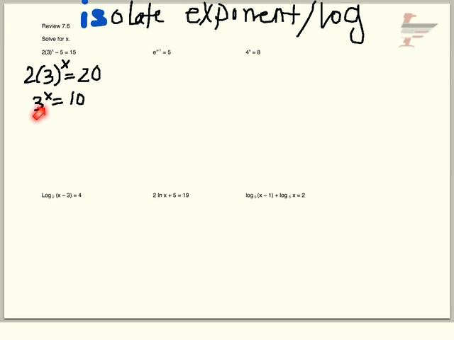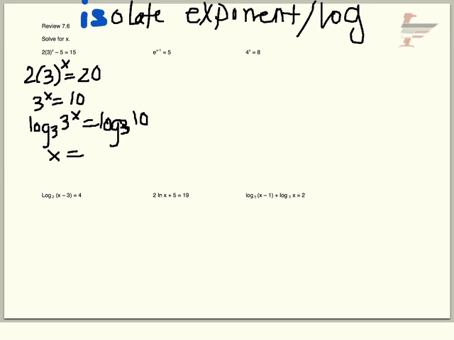And now my exponent is isolated, so I can log both sides. And since the base of my exponent is 3, I want to log base 3 both sides. Because log bases and exponential bases are inverses of each other, so they're going to cancel out to just that x. And then log base 3 of 10, you can type in your calculator.